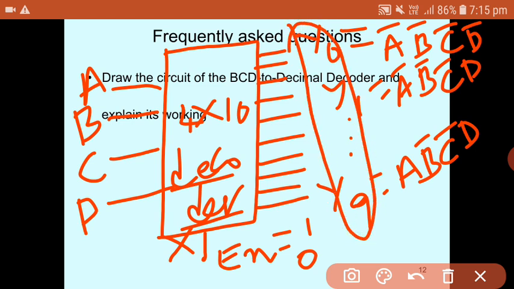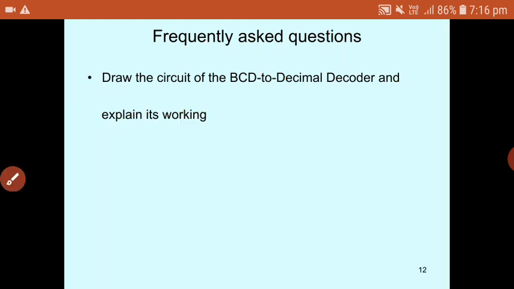Y0 is equal to A bar, B bar, C bar, D bar. So connecting all the complements of the inputs to a four input AND gate will result in the Y0 output. Likewise, you need to realize all the outputs with respect to the inputs. So that will be the explanation of the BCD to decimal decoder with the block diagram as well as the circuit diagram. And you can also mention the truth table for the BCD to decimal decoder.